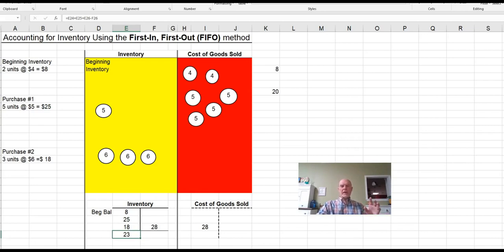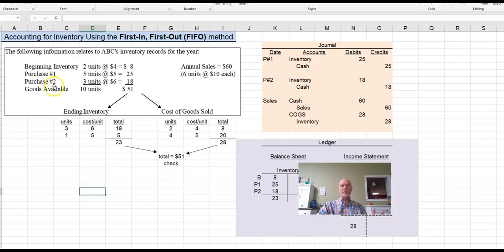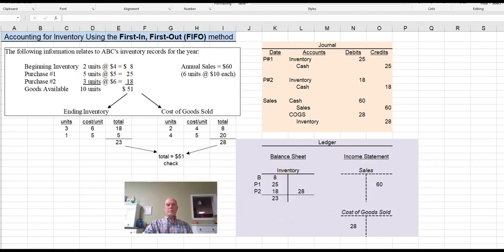Let's talk a little bit more about the specific journal entries and accounting for that. So I've got this same information summarized right here. We had beginning inventory, 2 items that cost $4 apiece. That's 8. And we bought 5 more at $5 apiece. That's $25. 3 more at $6 apiece. That's 18. In total, we had 10 items of inventory costing a total of $51.